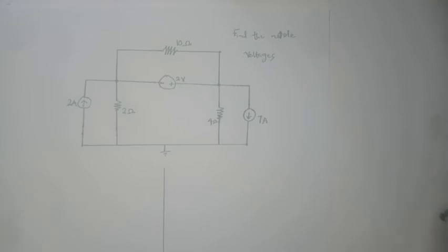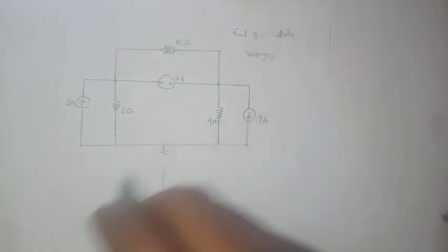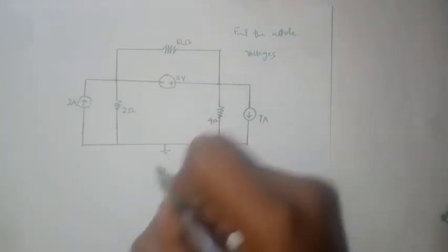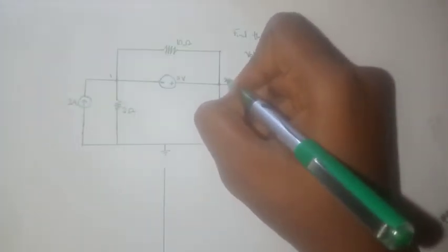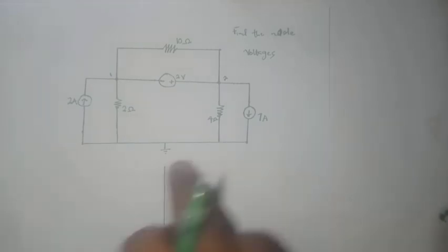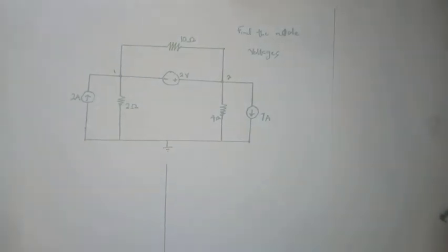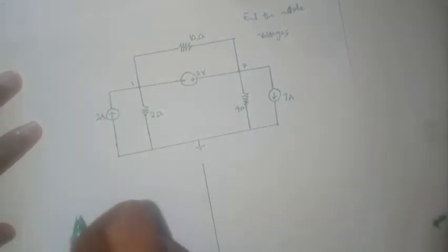In this problem, we are required to find the node voltages. So we have been given our reference node, and we are required to find the node voltages V1 and V2, because those are the two essential nodes that we have apart from the reference node. So in order to do that, we come to node 1.